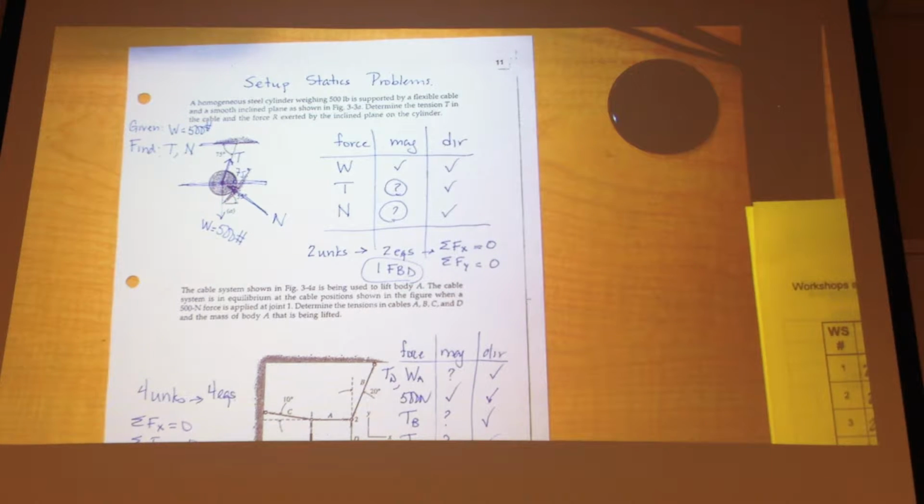Okay, after I do the table, what's the next step? Right. I determine what the number of unknowns are, which then determines what? The number of equations I need, and that determines the number of bodies that I need to analyze.